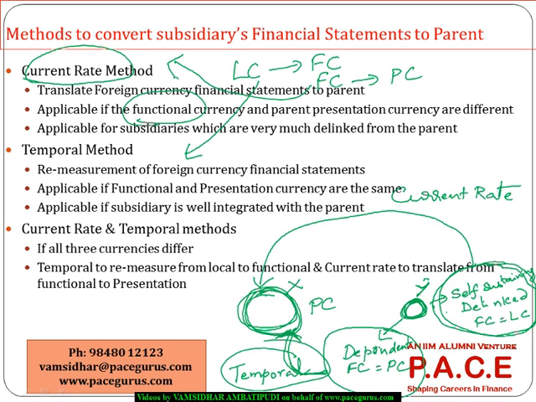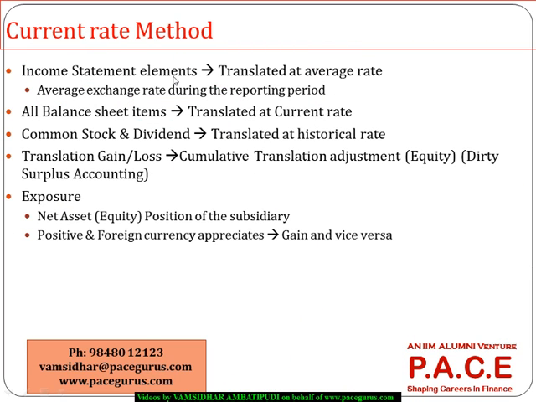So, what are the characteristics of each of these methods? We can deal with that with the help of one single simple example. The use of the current rate method is more or less straightforward. All we do is, for every income statement element, translate from the functional currency to the presentation currency.